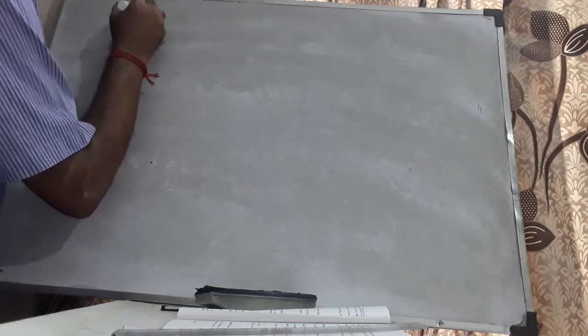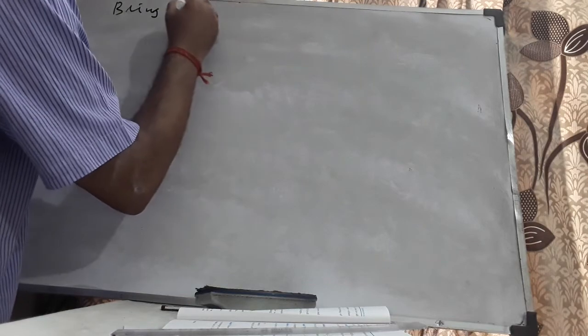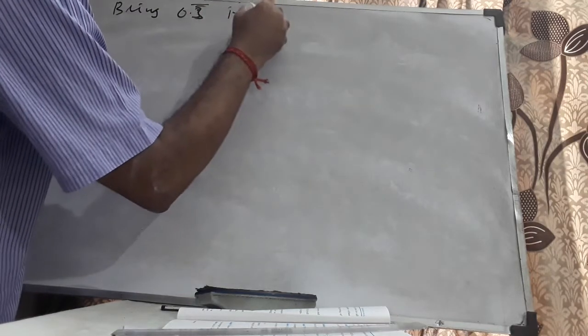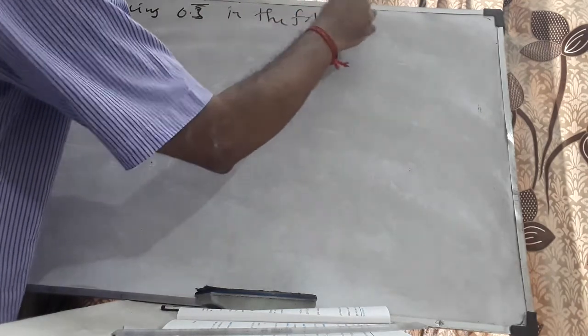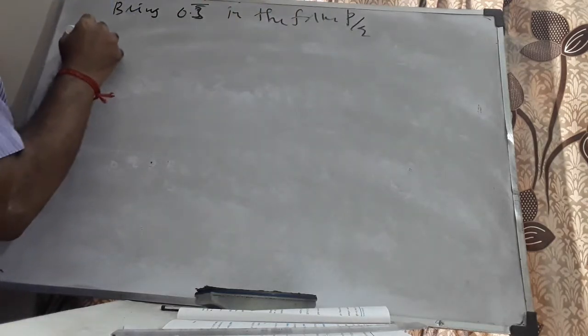Next, you know very well any fraction having infinite recurring decimal, they are also called rational numbers. You can bring such numbers also in the form p by q. Just bring 0.3 bar in the form p by q. Let me just try how we go about it.